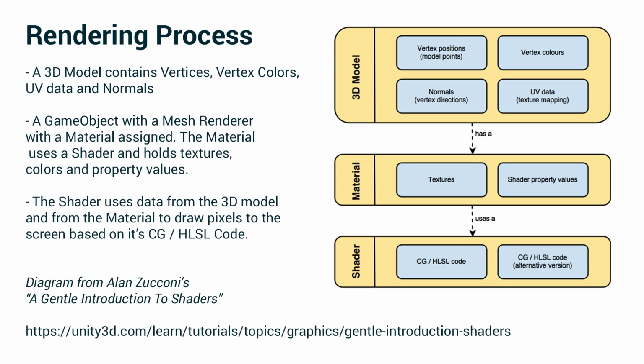The material uses a shader, and the material also holds property values. So textures, colors, and other property values like floating point numbers or other values that we want to input from the inspector. The shader then uses the data from the 3D model and from the material to draw pixels to the screen based on its CG or HLSL code, right? So we start with the model, we assign a material to its renderer, and the material uses a shader to decide how that's actually going to be drawn.